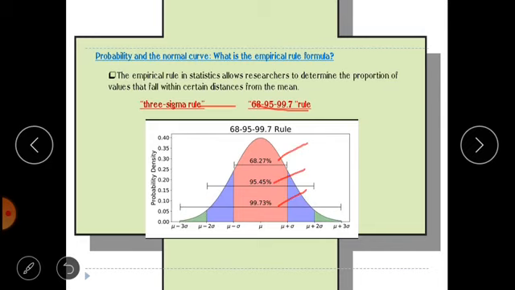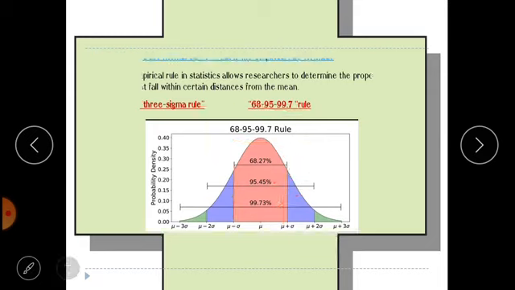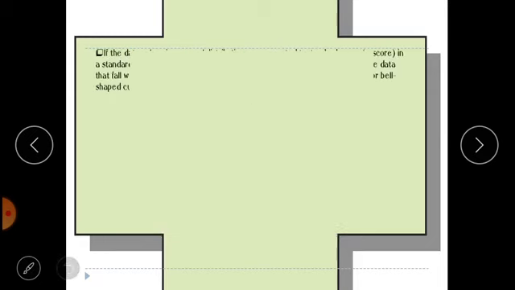Iba't ibang distance sa mean yan, class, no? Kaya kung mapapansin nyo, gitna ng mean. Kasi yung kanina, di ba, ito yung mean, median, and mode natin na equal sila lahat. Okay. So, ayan yung empirical rule natin, no?